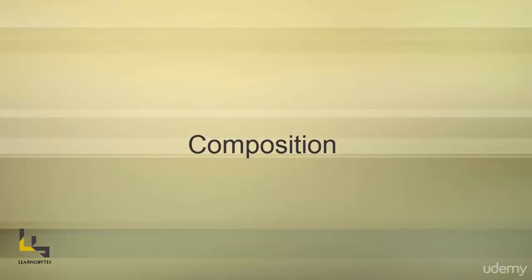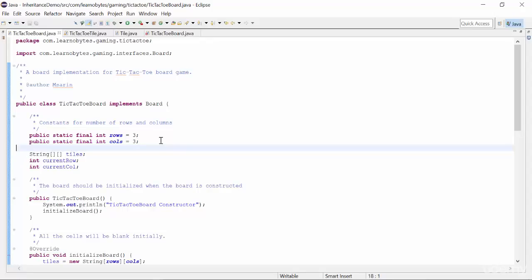In this video, we will see how composition is used in programs. We implemented the tic-tac-toe board as a two-dimensional array of cells. Each cell has a position on the board and a value. Do you think it's better to create a separate class for the tile?